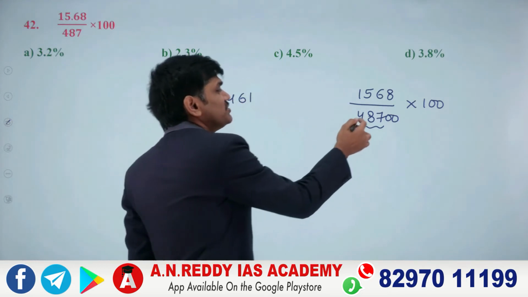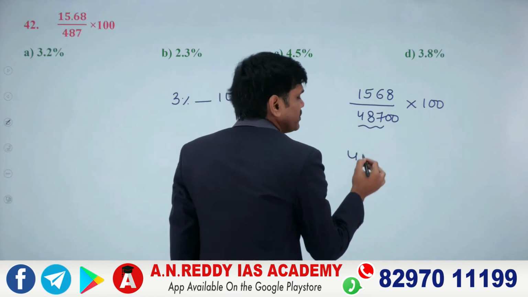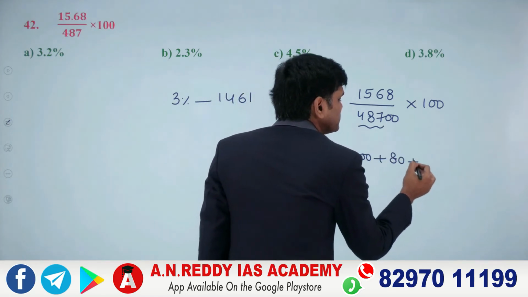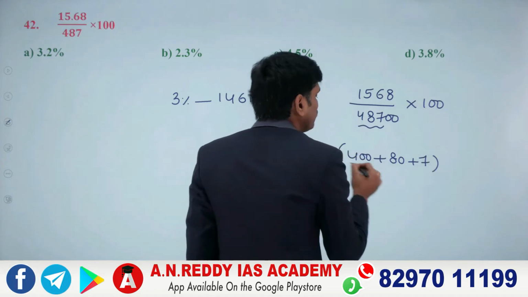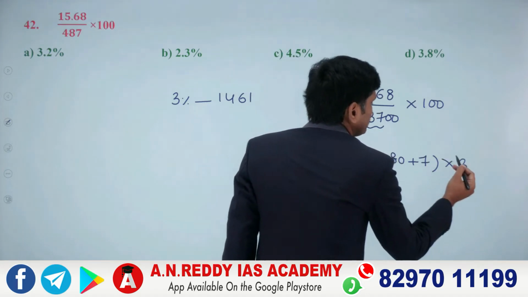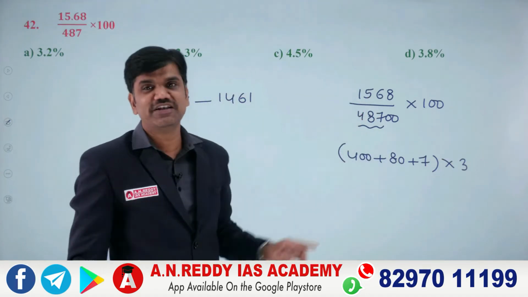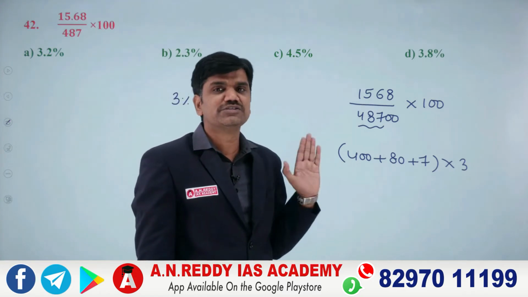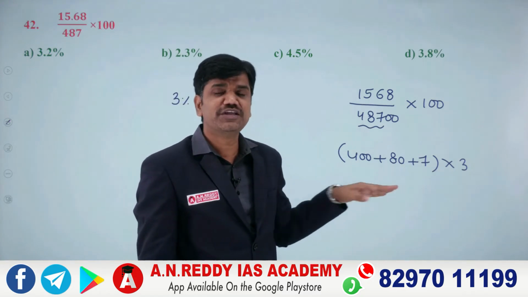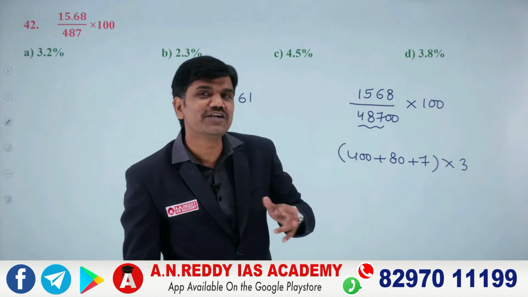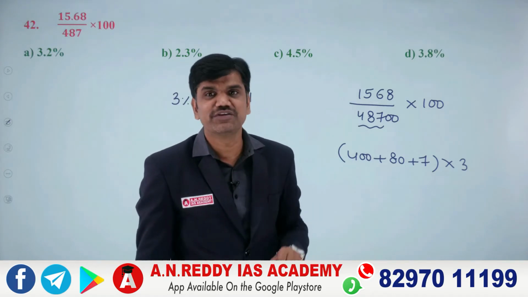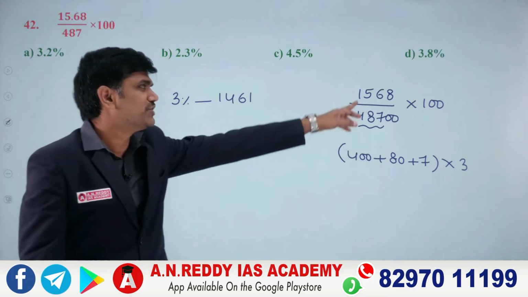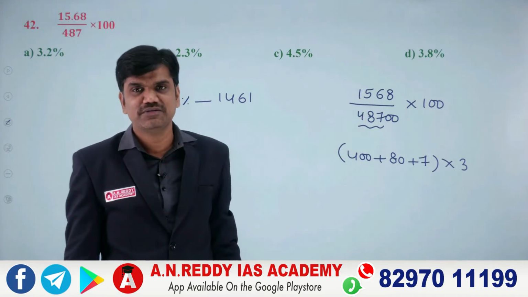Sir, how did you multiply this with 3? 487 into 3, right? While multiplying, this is how I think in mind, but I won't write. 1% is 487, dear. 3% means 3 times of 487. 3 times of 400 is 1200. 3 times of 80 is 240, that makes 1440. 3 times of 7 is 21, so 1461. So I am very much sure that it is more than 3%.